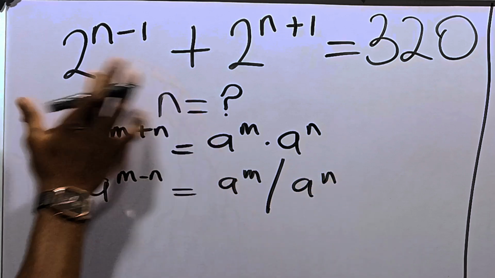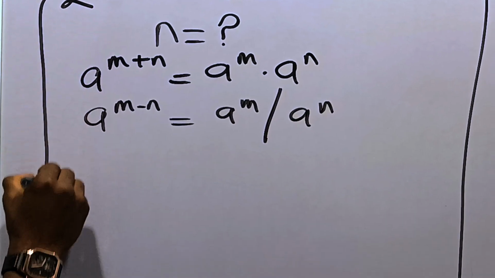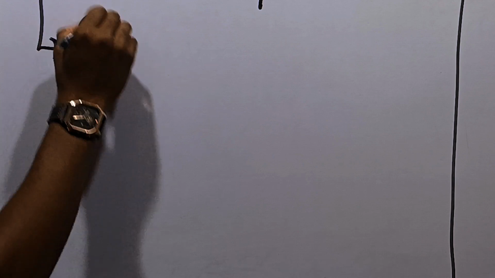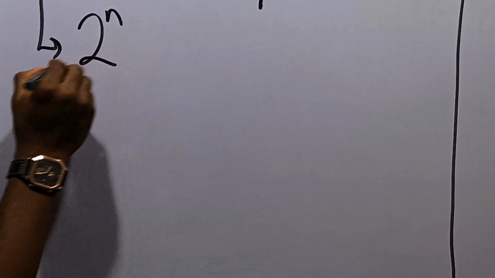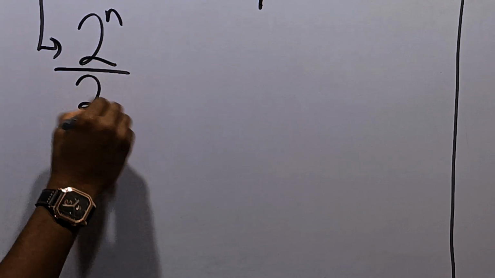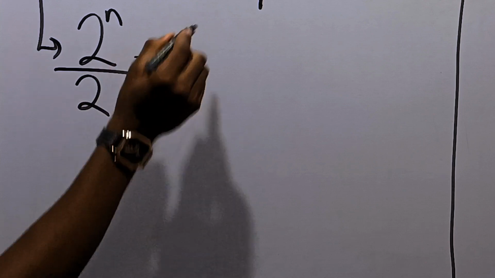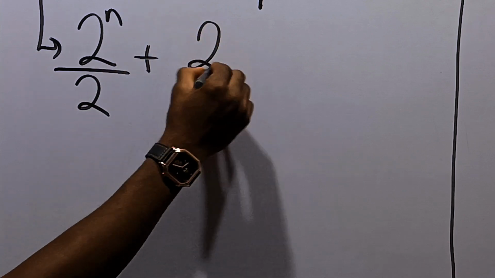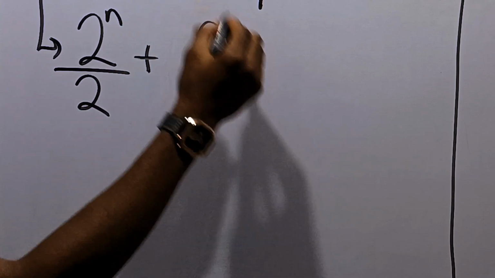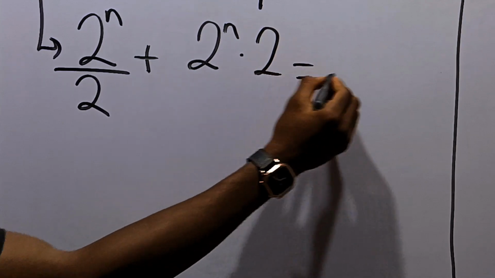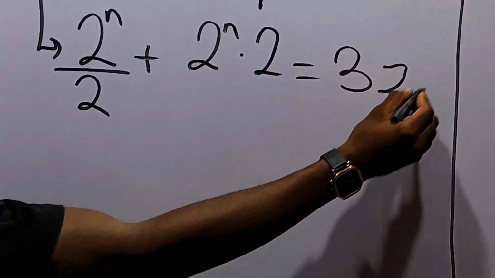Now, applying these laws here, we have 2 raised to power n minus 1 will be equal to 2 raised to power n divided by 2 raised to power 1, which is 2, okay? Plus 2 raised to power n plus 1 is 2 raised to power n multiplied by 2 raised to power 1, which is 2. And this is equal to 320, alright?